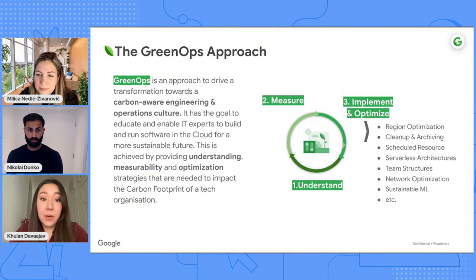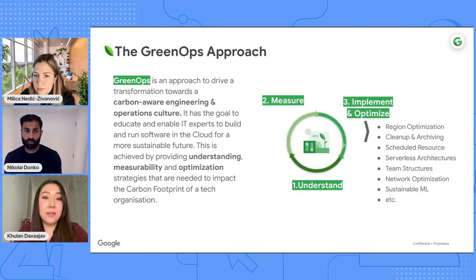With GreenOps, our goal is to provide every IT expert with the right approach and tools to build and run in the cloud for a sustainable future. And GreenOps is essentially all about carbon-aware engineering and operations culture. And it has three main sections. So the first phase is essentially understand. What this means is understanding how the carbon footprint of data centers is measured, understanding the requirements and services for the applications and cloud services aspects, and understanding the emissions drivers and the relations to one another.